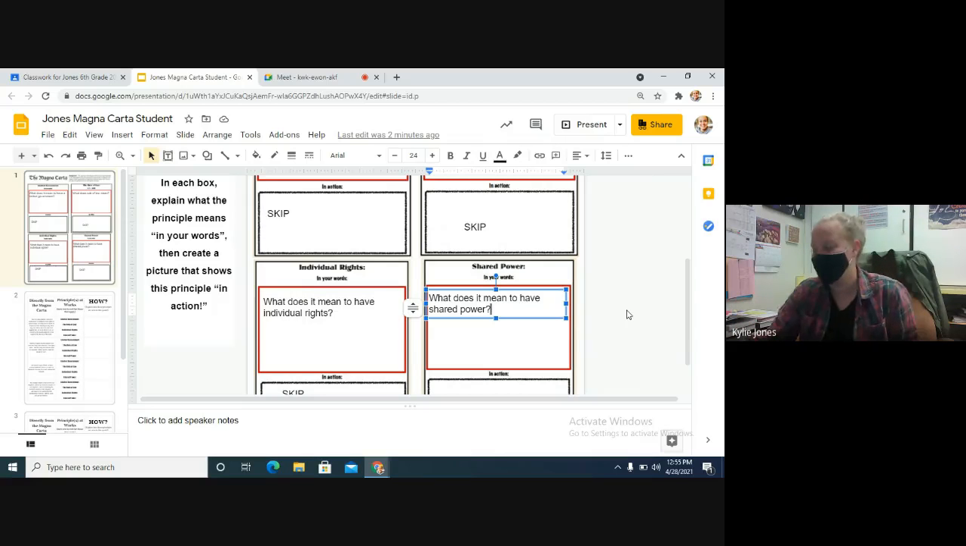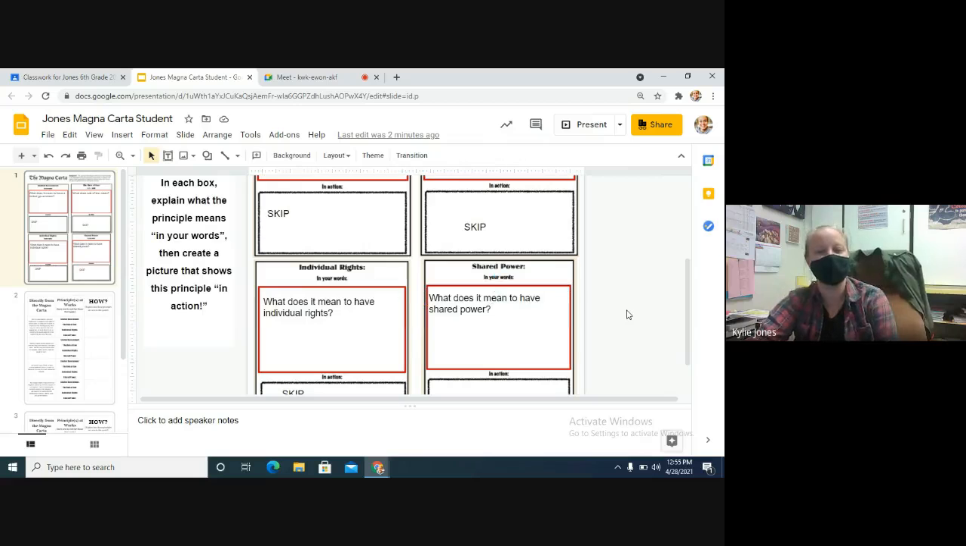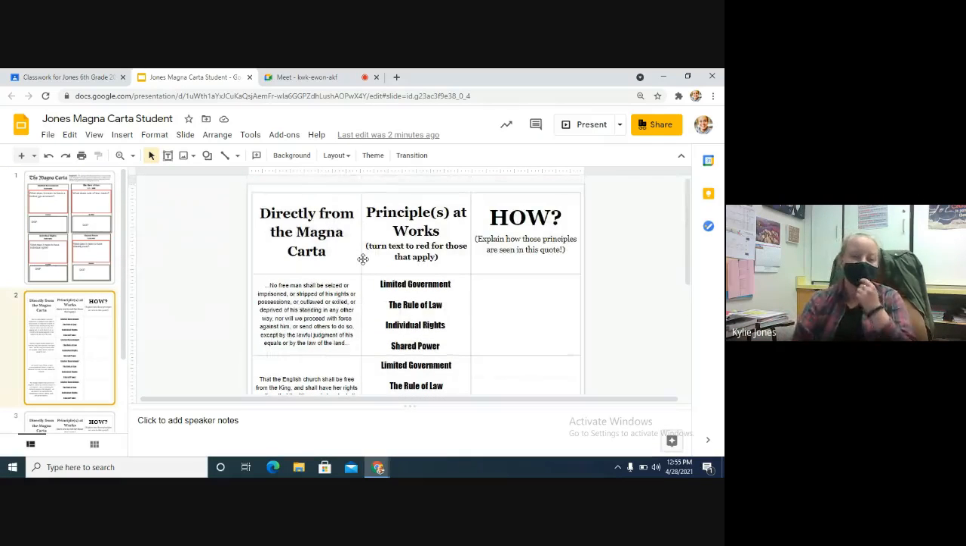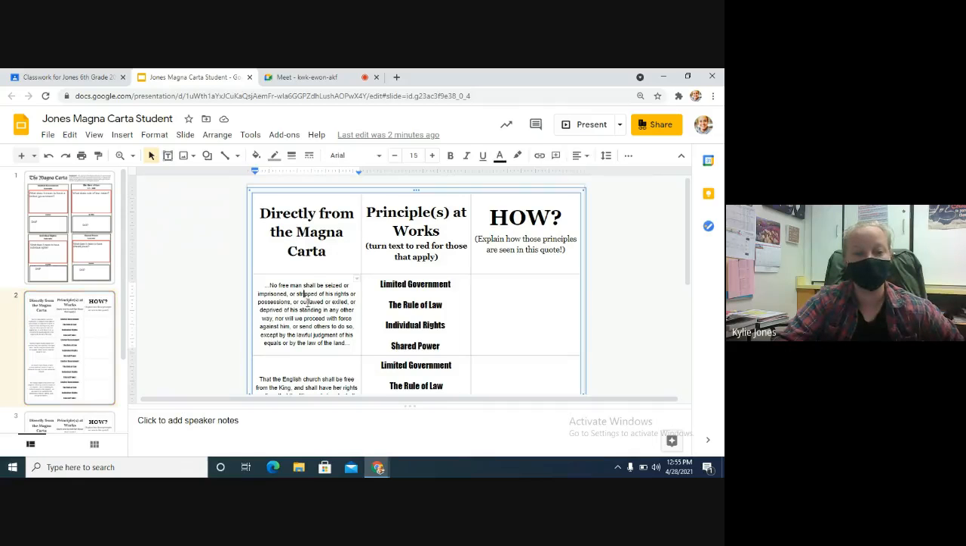All right then. So, hopefully you guys have written down what it means to have shared power. Let's go look at slide number 2. So basically, what we're going to do is read words that came directly from the Magna Carta. And we're going to talk about whether we think that it applies to the idea of limited government, the rule of law, individual rights, or shared power, and explain why. So we'll do the first 2 together, and then I'm going to let you guys finish the rest on your own.